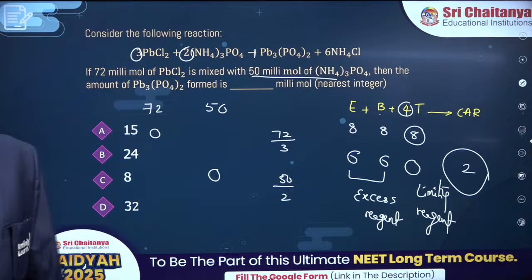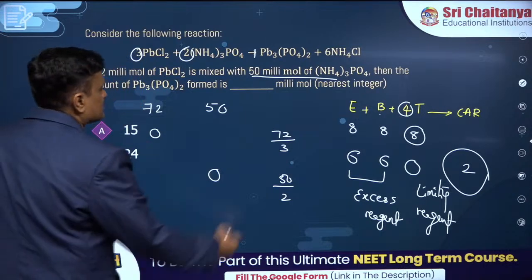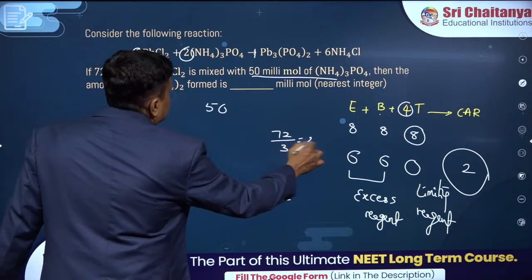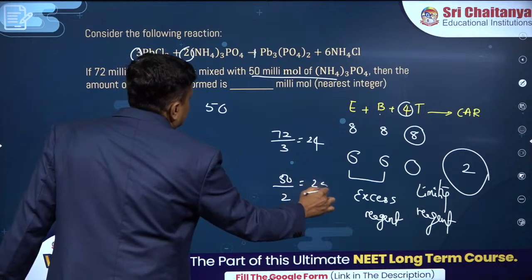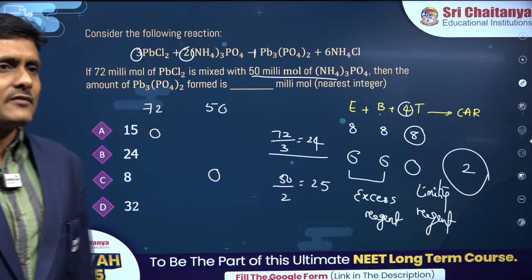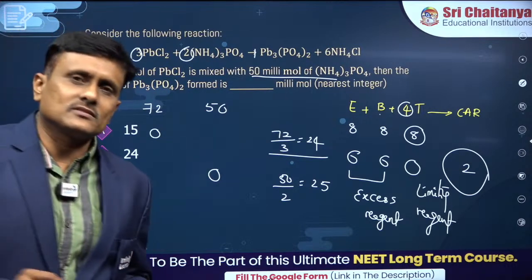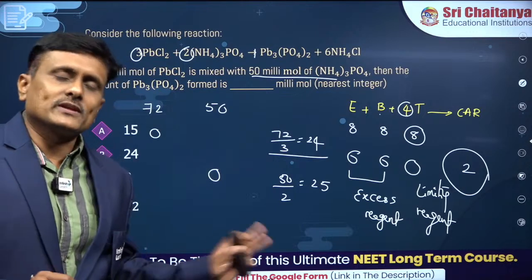Please listen. Which one is less? Come on, tell me which one is less. This is 24. This is 25. Isn't it? So this is your answer. Have you understood? Hope you understood. Yes, this is the concept called limiting reagent. So usually we tend to ignore this. Don't ignore, don't give up.